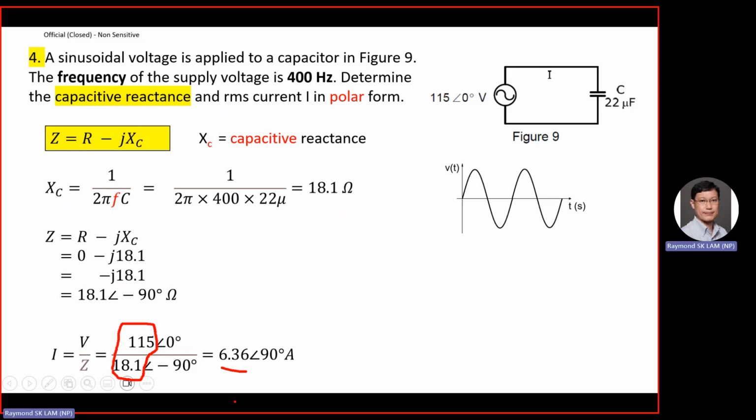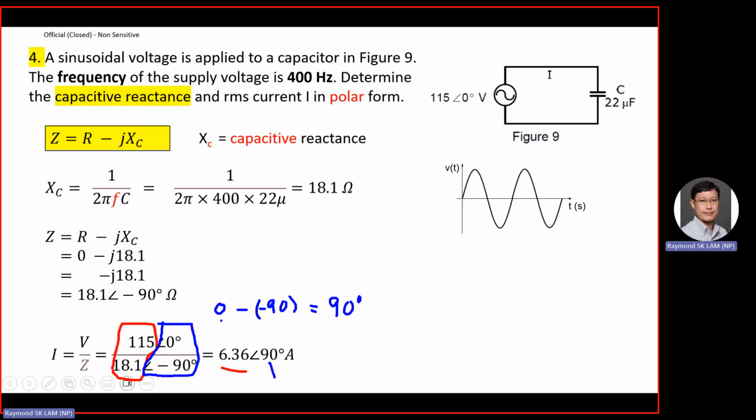So this is the first part. Second part is the angle. The rule is the angle on top minus the angle below. The angle on top is 0, right? Then you minus the angle below. The angle below is actually negative 90. Okay, 0 minus negative 90, if you press the calculator or do your own calculation manually, it's 90 degrees. So that's why you have the 90 degrees here.